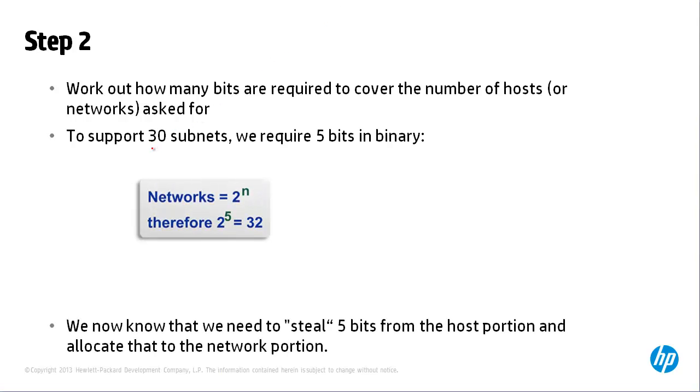In this example, we were asked for 30 subnets. So how many bits will give us 30 subnets? Well, 2 to the power of 5 will give us 32. So we'll end up having 32 subnets rather than 30 subnets. In other words, we'll have 2 spare. We now know that we need to steal 5 bits from the host portion and allocate that to the network portion.